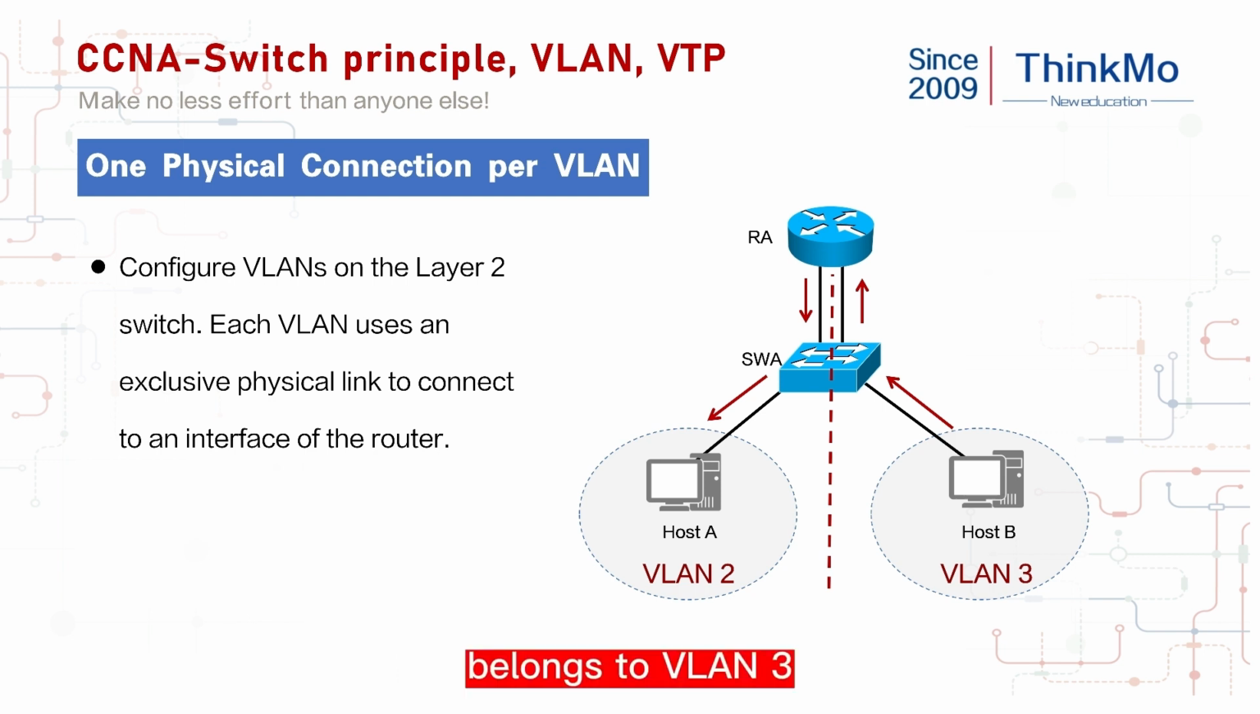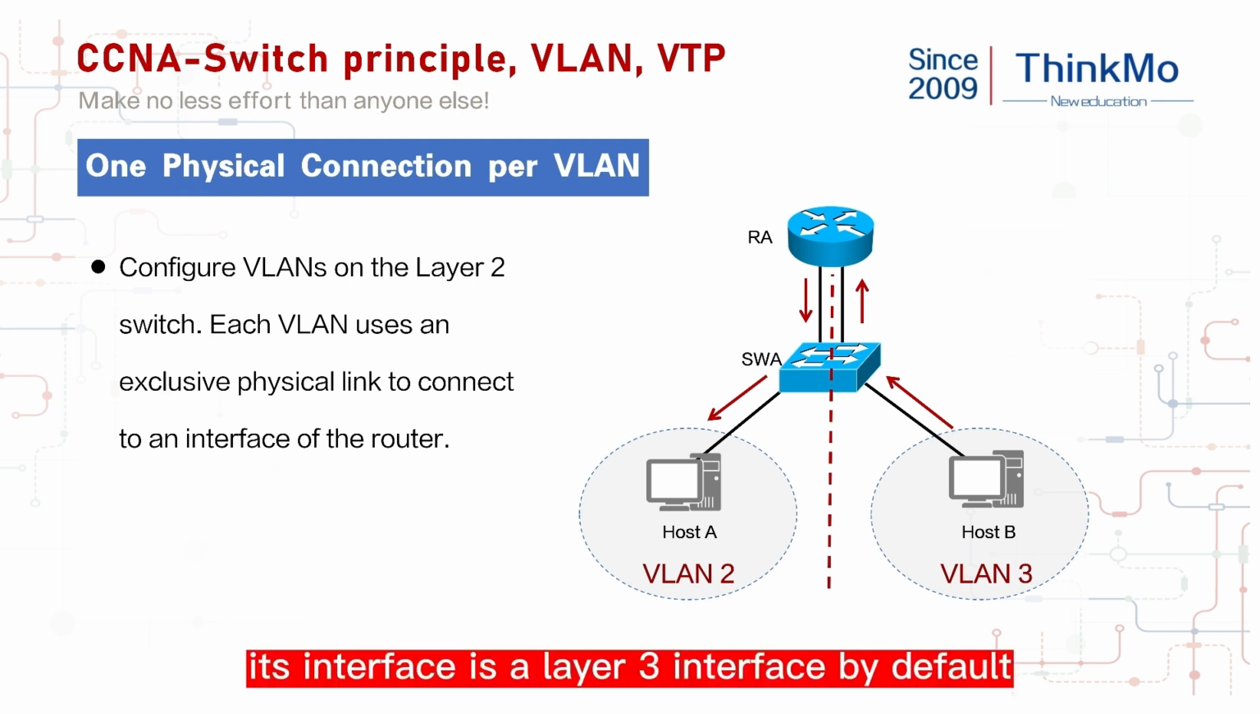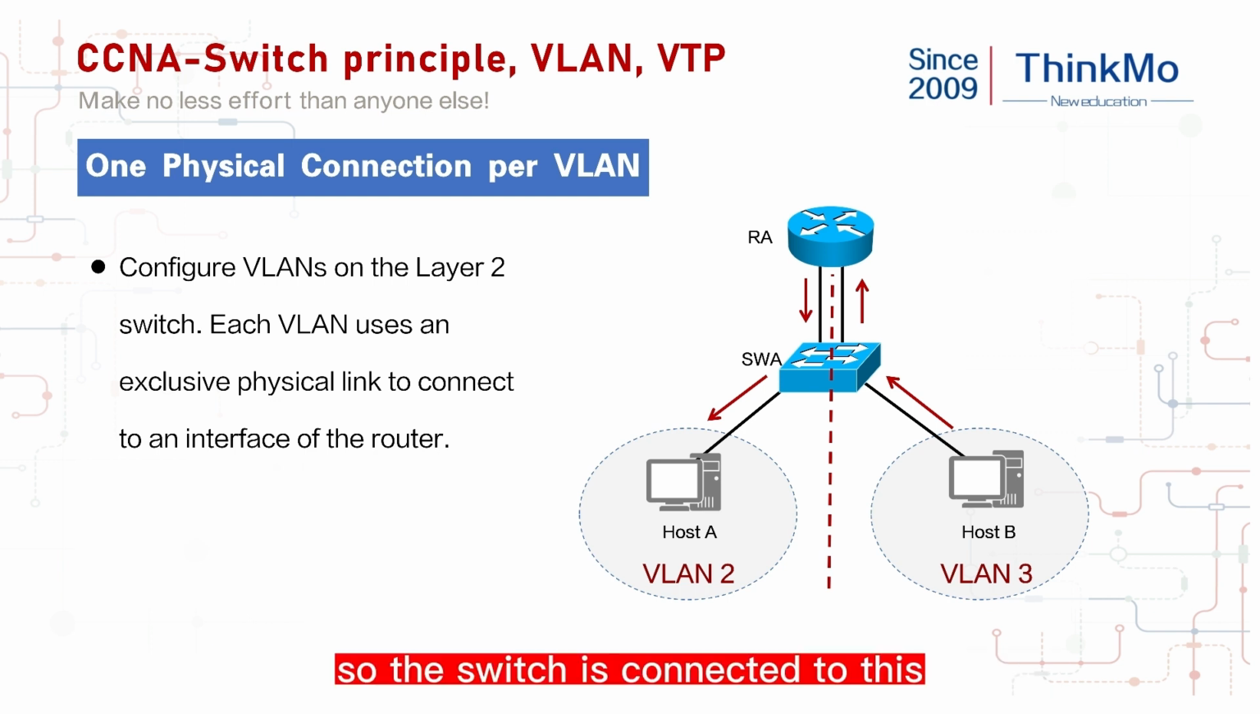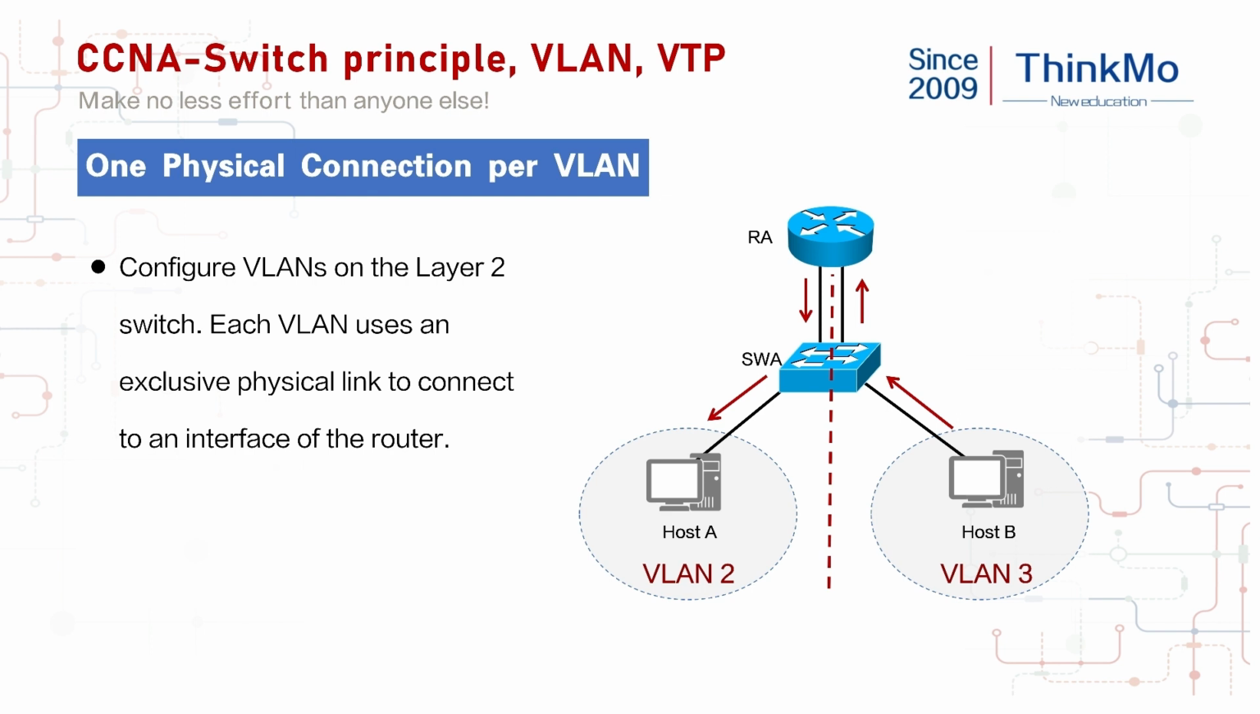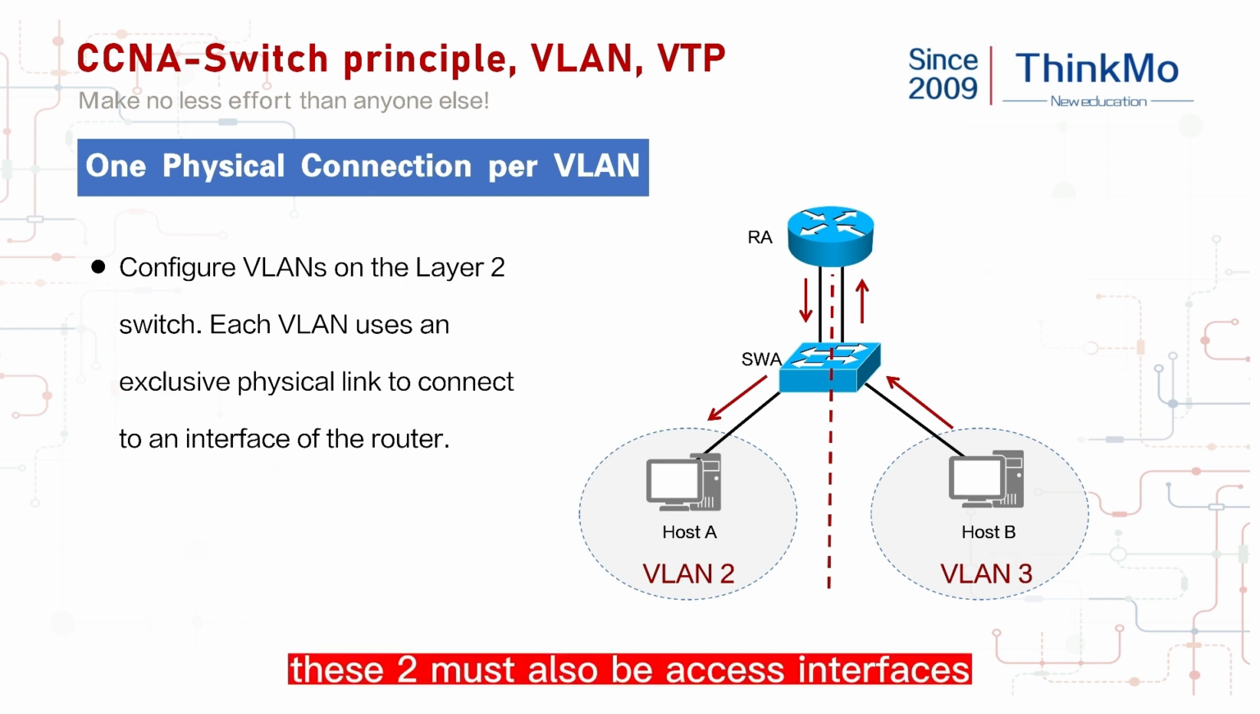It belongs to VLAN 3. The router, as a layer 3 device, has interfaces that are layer 3 interfaces by default. It has no way to process data carrying a VLAN tag. So the switch interface connected to the router must also be an access interface. These two must also be access interfaces. So how does host A communicate with host B?